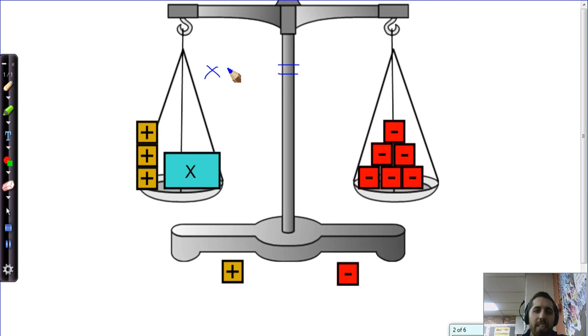And we also have 3 tiles, so what do we have on the left? We have an X box and we have 3 tiles, and what's that equal to? Well, on the right we have 6 negatives, so we can call that -6.